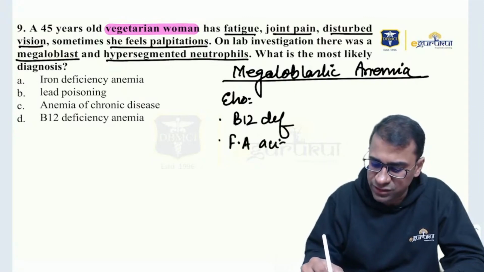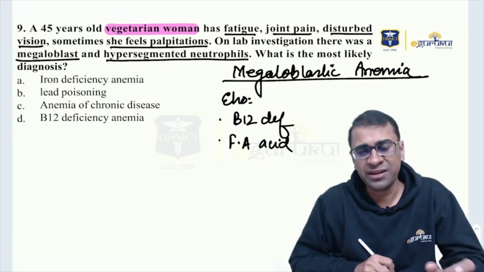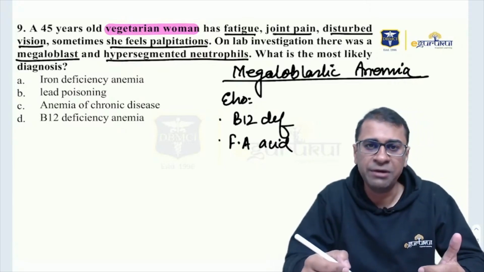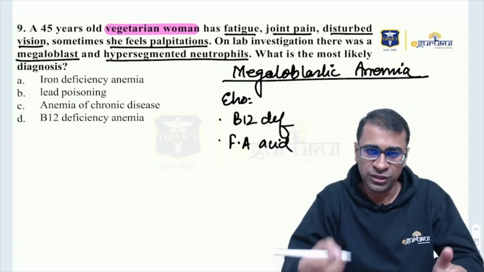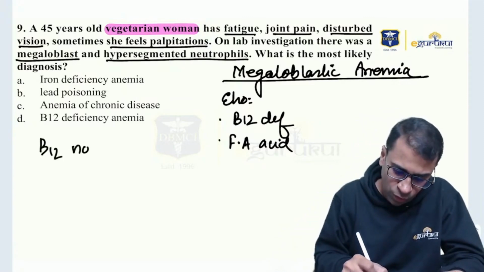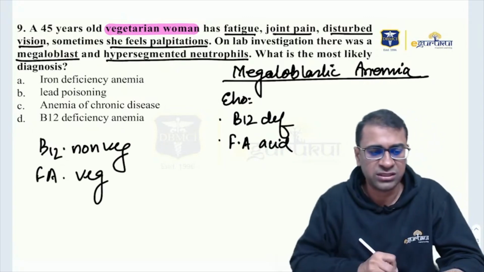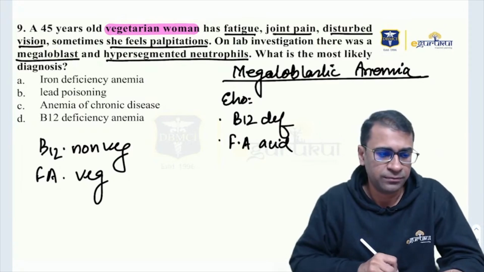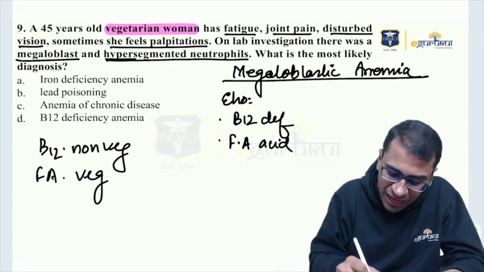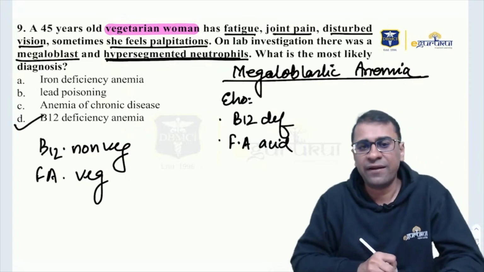The important causes of this etiology, you all know, are either B12 deficiency or folic acid deficiency. In vegetarian women, even though B12 deficiency is more common, they have more folic acid intake, but in non-veg there's more B12 intake. B12 is mainly in the non-veg foods and folic acid mainly in the veg foods. This again becomes very important. So in a patient having hypersegmented neutrophils, it becomes a case of B12 deficiency anemia.